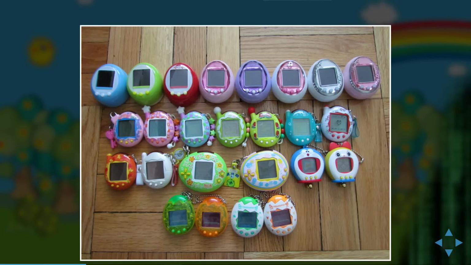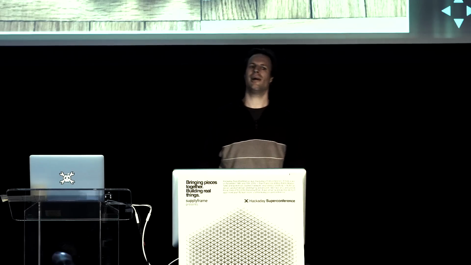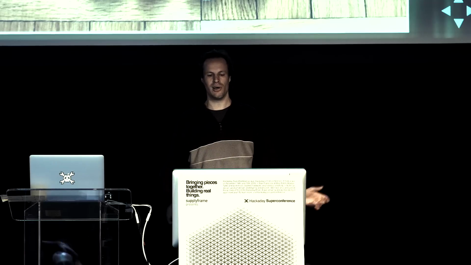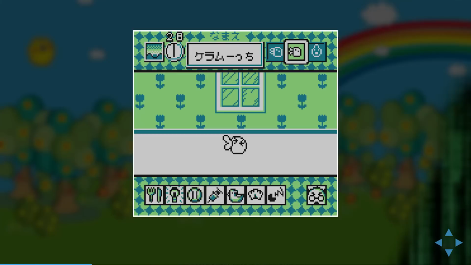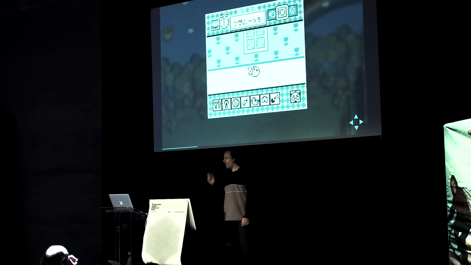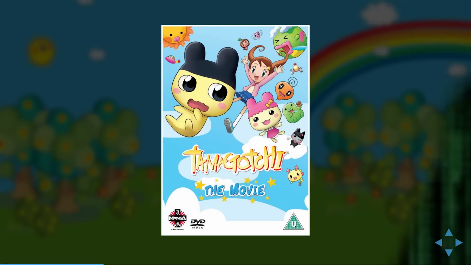Okay, so in the 90s, the Tamagotchi got a real hype, and Bandai, the creator of the things, made a hell of a lot of different types of Tamagotchis. Most of them came out in Japan, but a selection of them also made it to Europe and America. They also branched out. They made, for example, a game for multiple consoles. This is the Game Boy version. They made multiple cartoon series. They actually made a Tamagotchi movie, and they're still going somewhat strong.